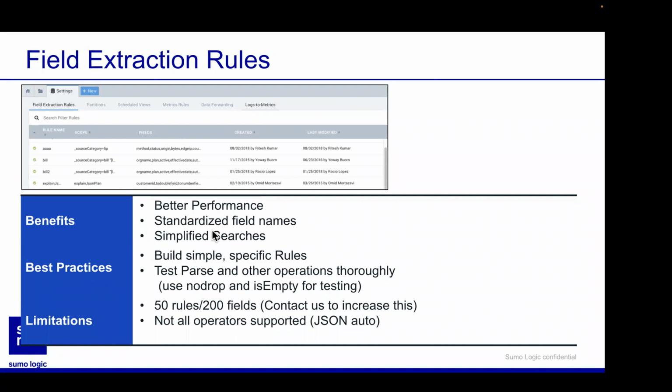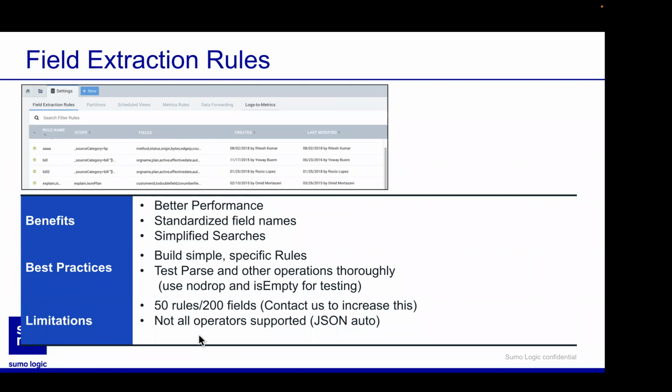So I went a long way to just tell you that the admin can standardize the naming conventions because he or she can create the names so the actual analyst doesn't have to. Some best practices, again, you want to build some simple and specific rules. You want to test your parsing. Again, there are some limitations. There are 50 rules to 200 fields. If you need to increase that, you can also contact us.